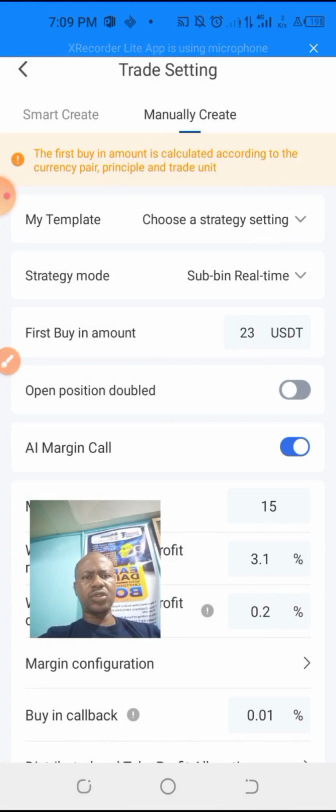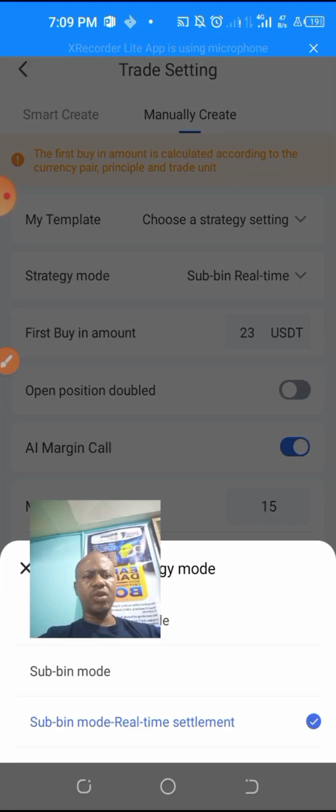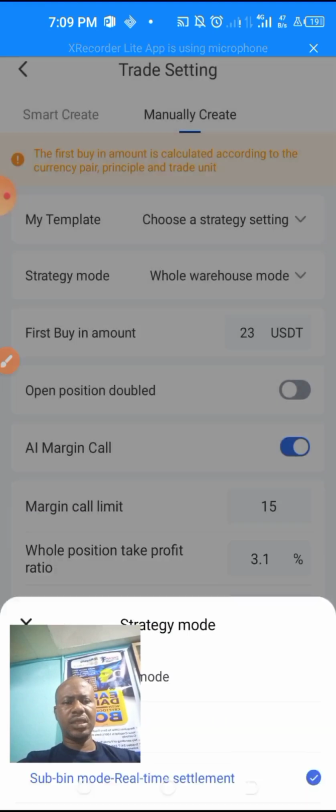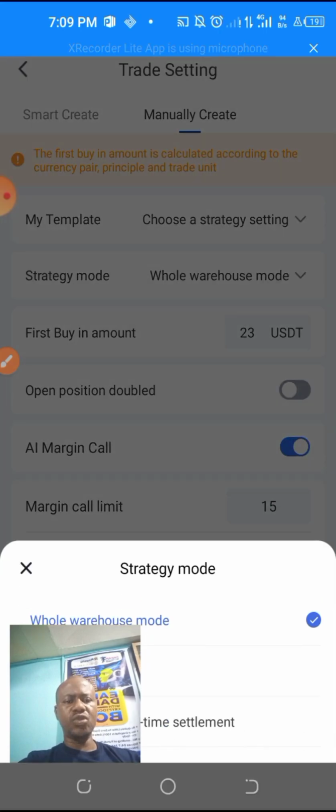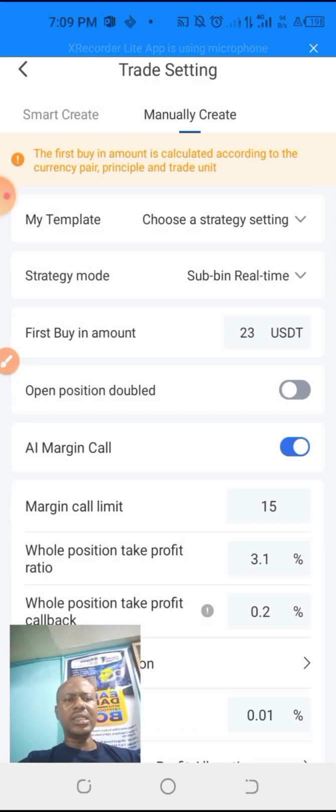Then make sure that by default it will be on all position take profits. It will be on OAS mode. Don't ever make that mistake. Change it to sub-bin real time, please. Change to sub-bin real time.